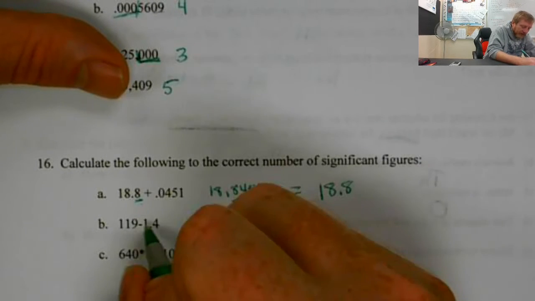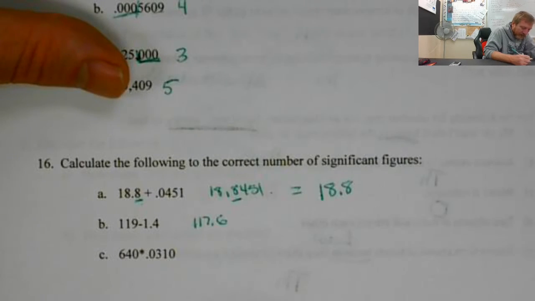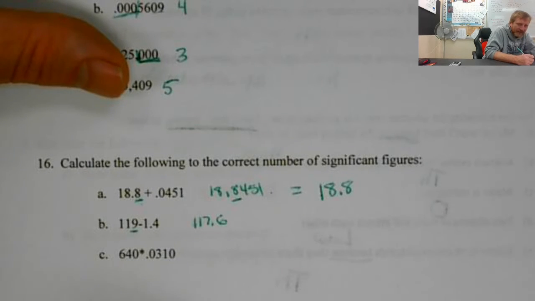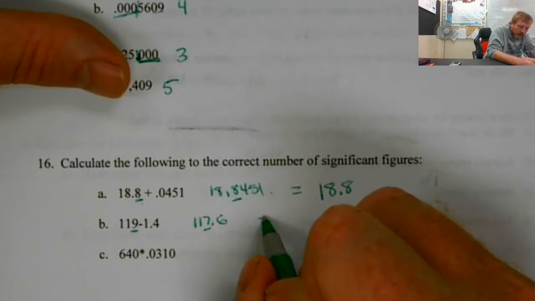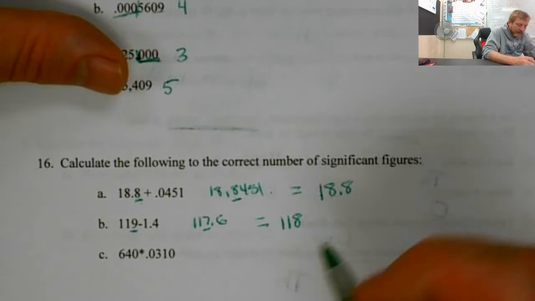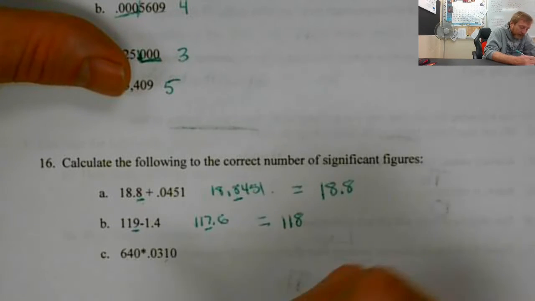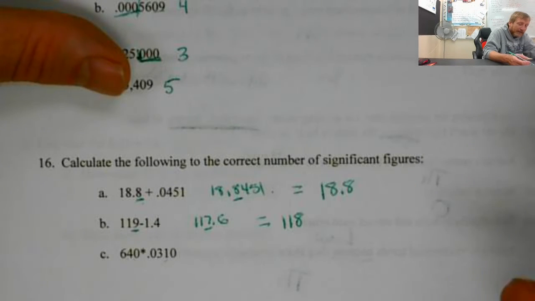Okay, 119 minus 1.4 is 117.6 as a raw answer. Again, we're only precise down to the nearest ones place there. And so here we have to round it to the nearest 1, and so we'll have an answer of 118. For the bottom one, now we have multiplication and division, and in multiplication and division, we have to count the number of significant figures for each item, and then whichever one has less significant figures controls our answer.